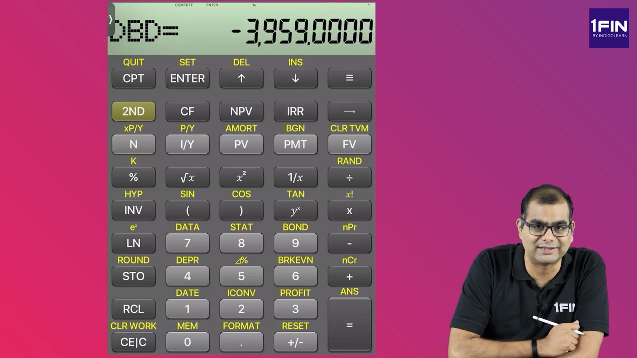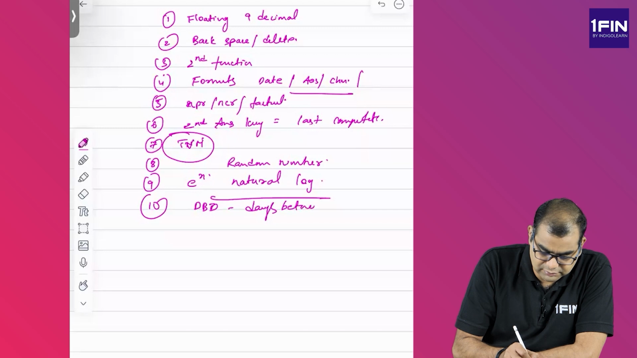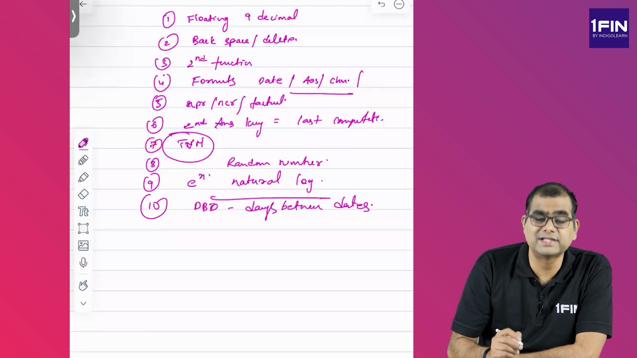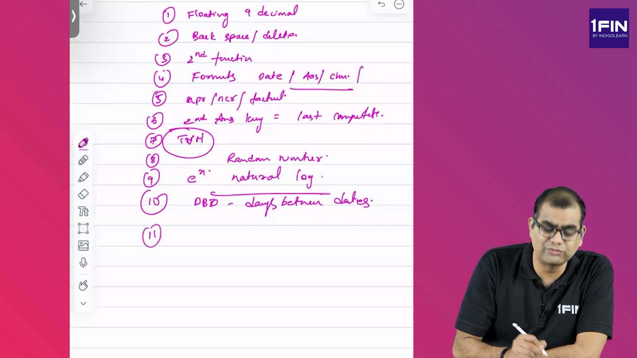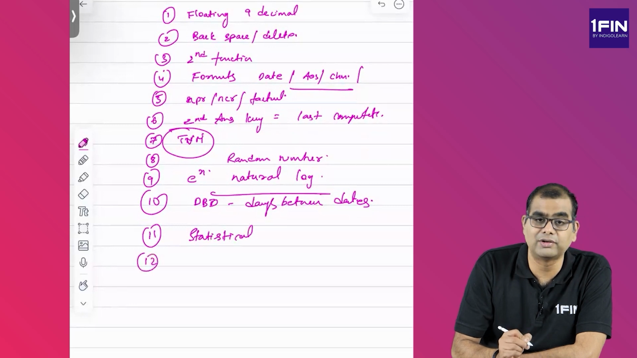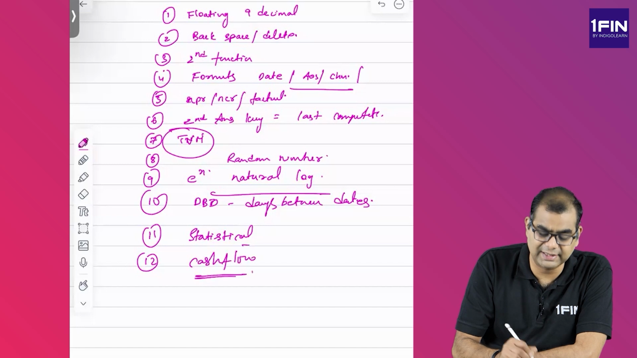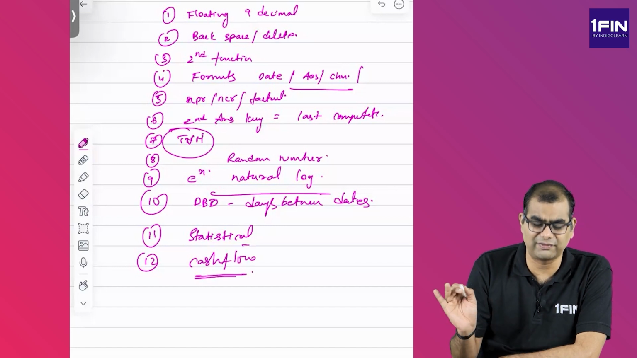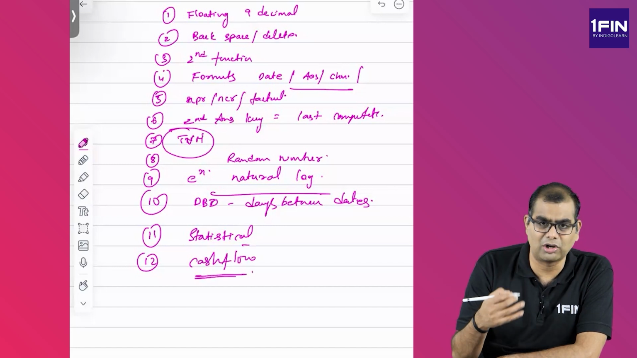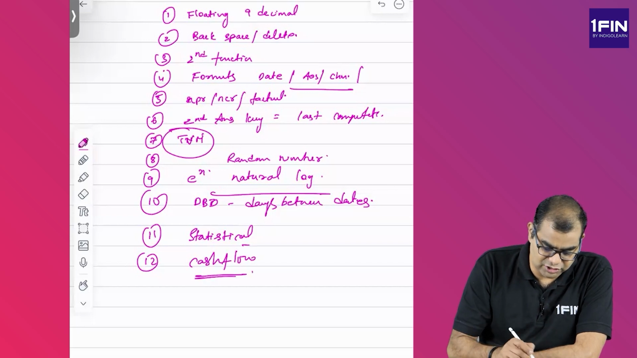Then let us move to the next one. So we have just now learned DBD actually, days between dates, right? Next I want to teach you first more important functions. One is statistical, then even more useful is cash flow. Okay, statistical and cash flow. Once you finish that, then there are some more generic functions that I will come to. We can come to all of them later, but these are primary ones that you should understand and know. Okay, so now let us first go to statistical.